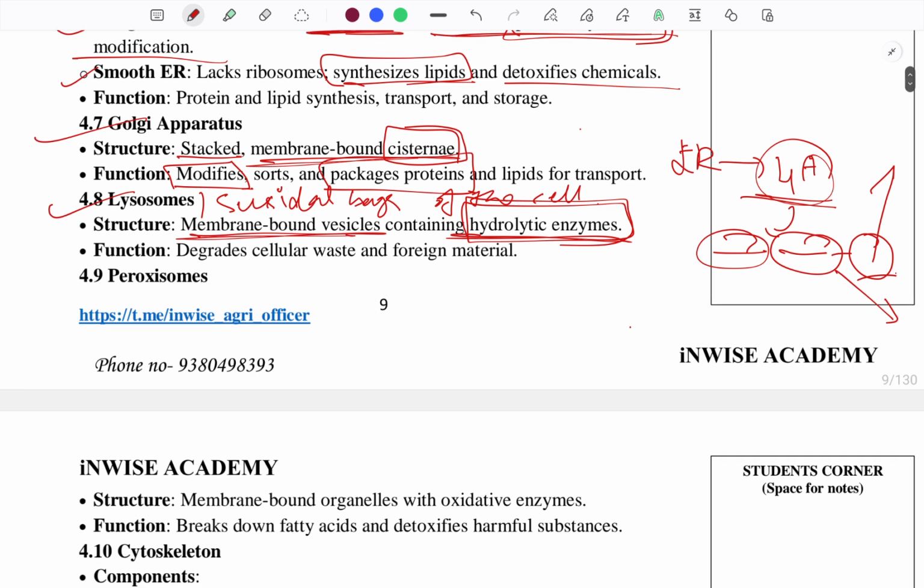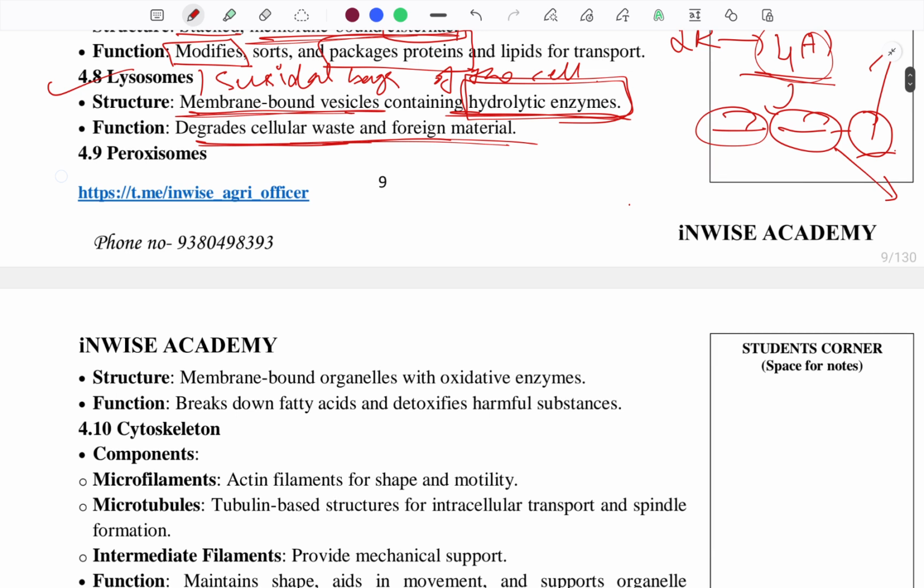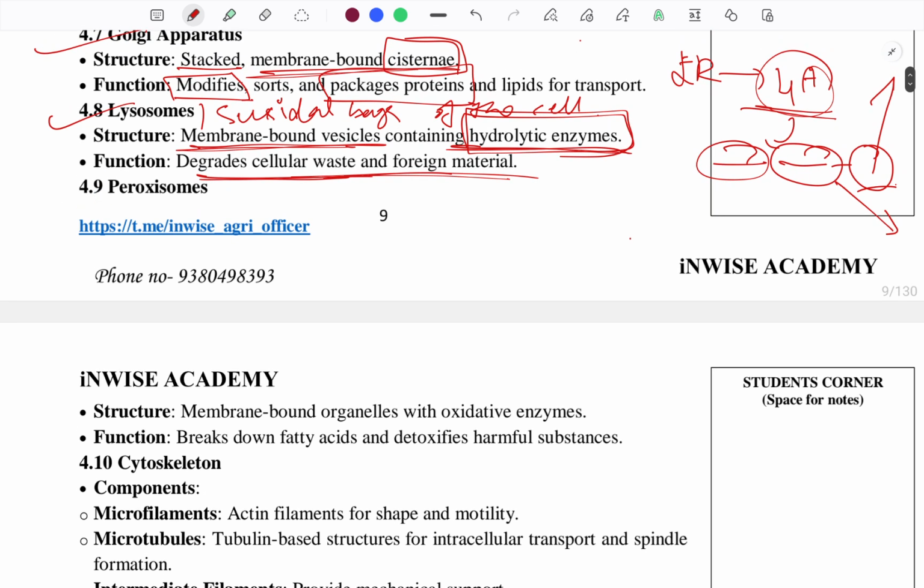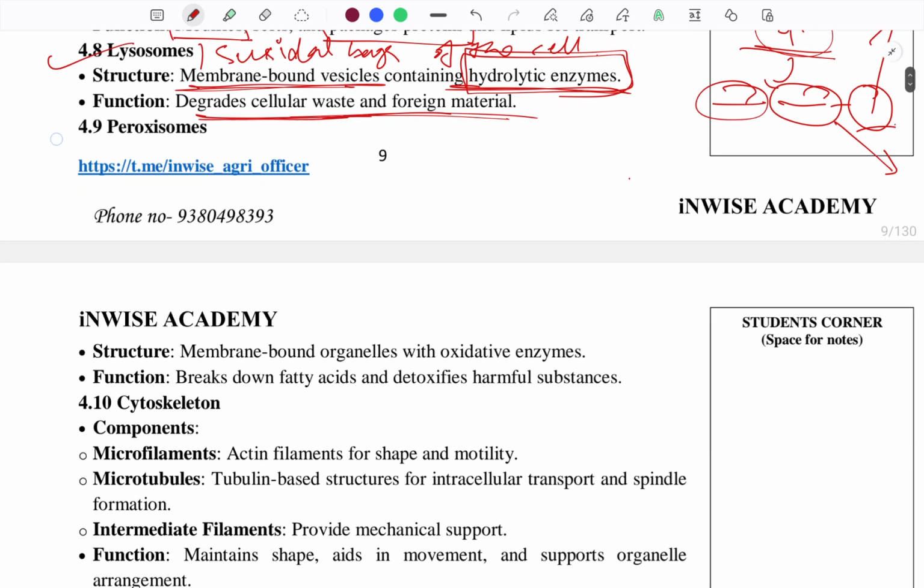The main function of this organelle is that it degrades cellular waste and foreign material. If any foreign material enters the cell, it will be digested by the hydrolytic enzymes present inside the lysosomes, and it will also degrade the cellular waste.